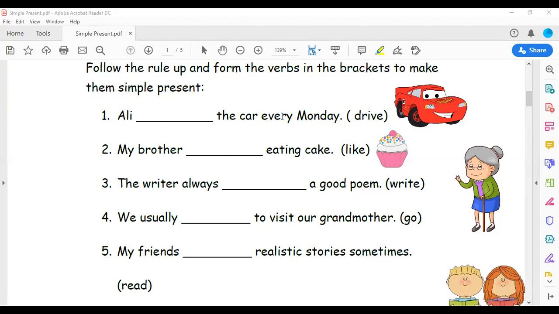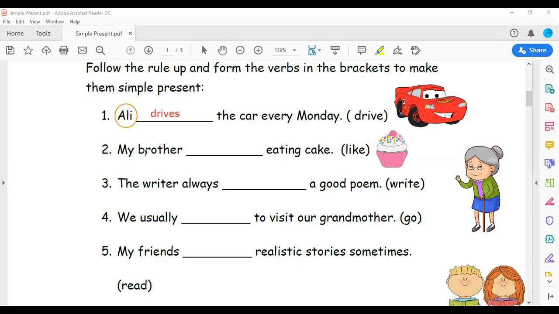Okay, number one, Ali the car every Monday. Every Monday. So I have every Monday. This is a routine, okay? And I have drive. So I need to use simple present. I have Ali here. And Ali is a singular subject. Singular. So when singular, what do I do? I add s to the verb. This is drive. So it's gonna be drives. Okay. Ali drives the car every Monday.